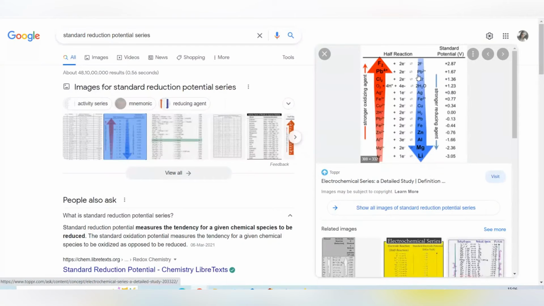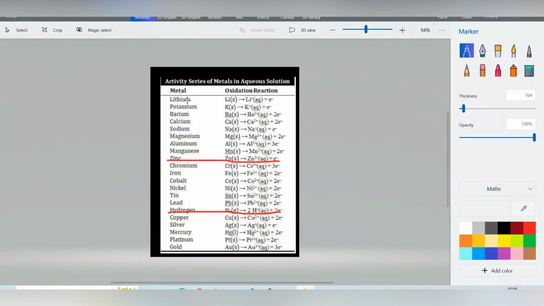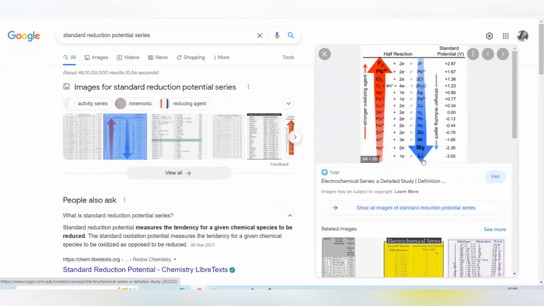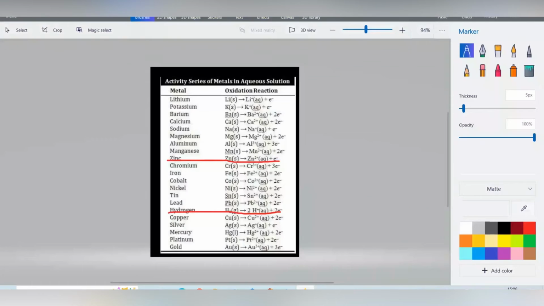For the oxidation agent, see how they have made it. In the reduction one, fluorine is at the top. But in the oxidation one, fluorine is at the last, like lithium. Here we were starting with lithium, it was at the top. And in the oxidation one, lithium is at the last. It is like reverse. Okay, that's fine, you can compare.